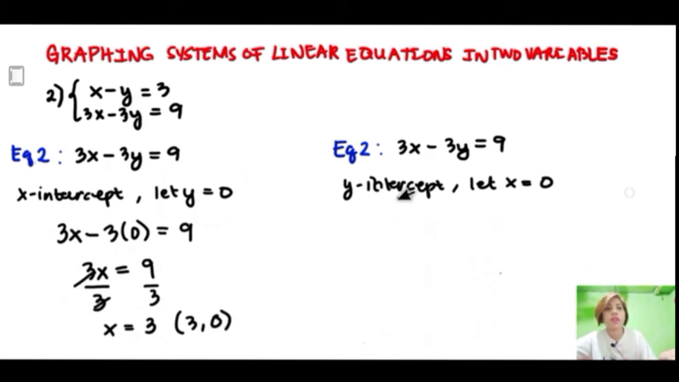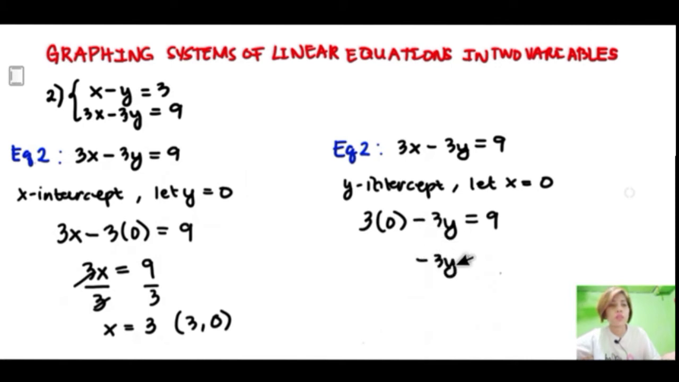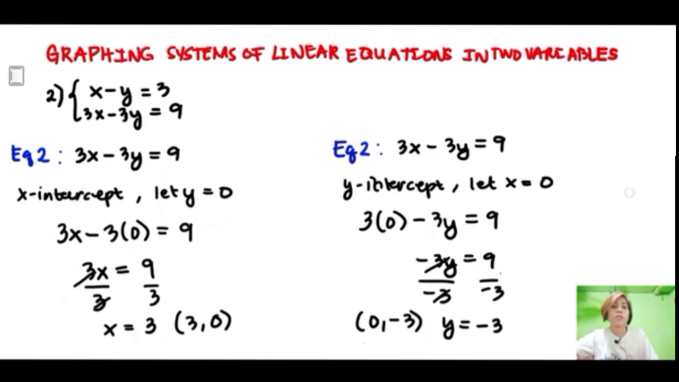And then, let's have the y-intercept naman for the same equation. 3x minus 3y equals 9. So, we let x be equal to 0. 3x means 3 times x, which is 0, minus 3y is equal to 9. 3 times 0 is 0. So, hindi na po natin sulat. Negative 3y na lang po natira, equal to 9. And then, divide by negative 3 both sides po. Then, y is equal to negative 3. So, it will be (0, -3). So, nakuha na po natin yung x and y intercept for both the equations.